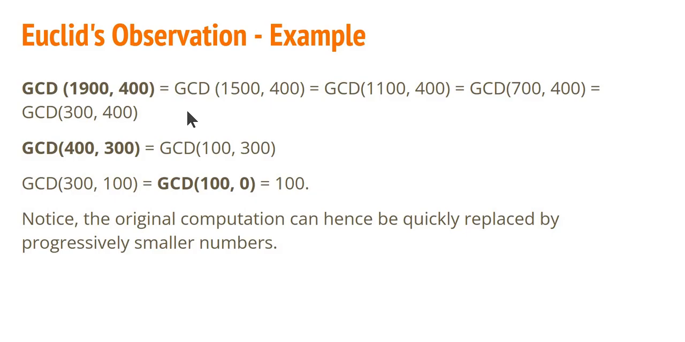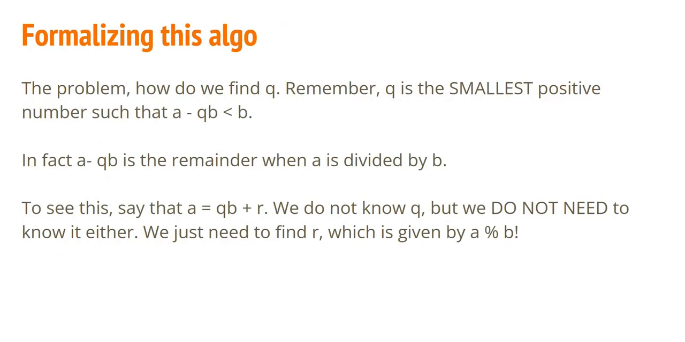Next, 400, 300, which is the same as 300, 400. Well, again, I can apply the same principle. It's the same as 100, 300, which is the same as 100, 0, and which is in fact 100, right? So if you think about it, you can just go 1900, 400 to 400, 300 to 100, 0, and that is 100, right? So really, we can just cut through the entire computation very, very fast. And in fact, do this much, much faster than what we were doing in the naive algorithm. The challenge, however, is how do I find this Q? What is that smallest Q such that A minus QB is less than B? Think about it. This is where it gets very interesting.